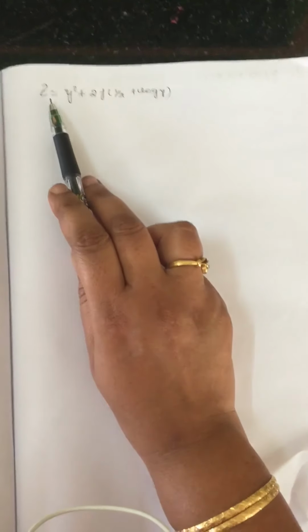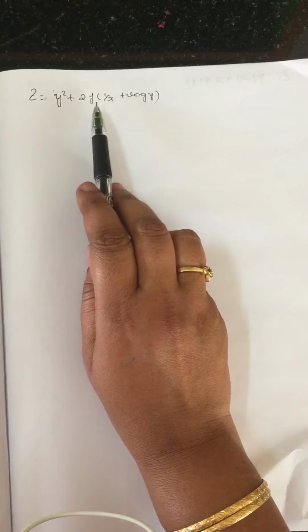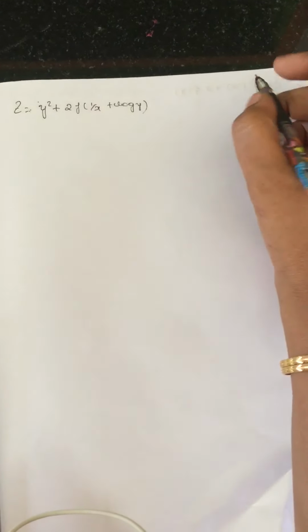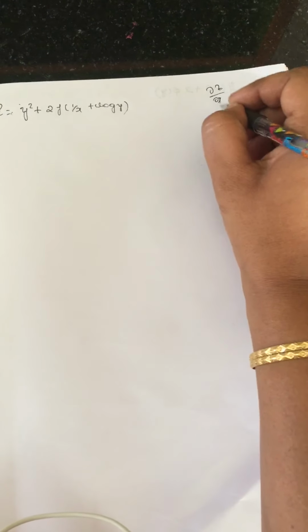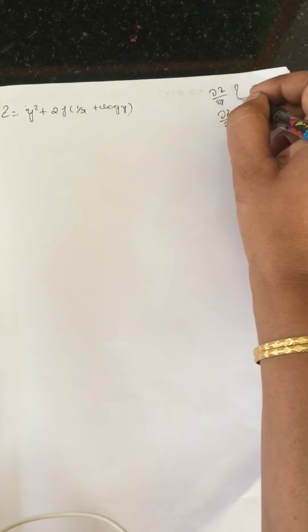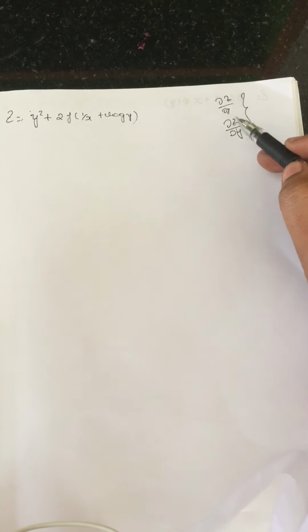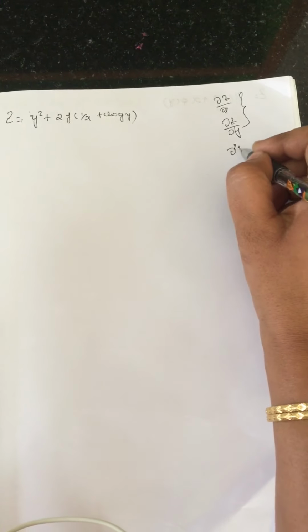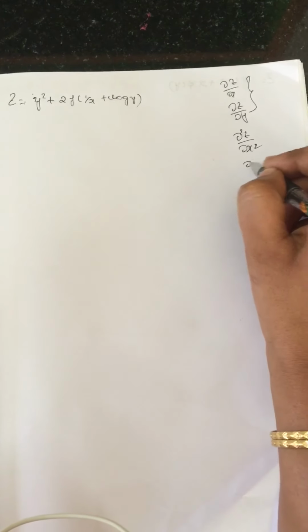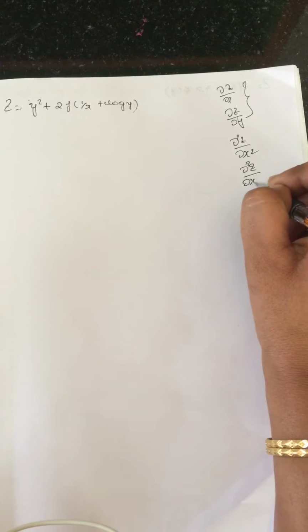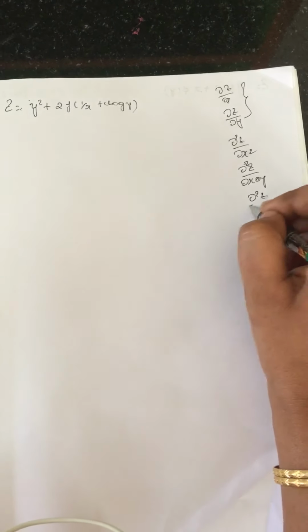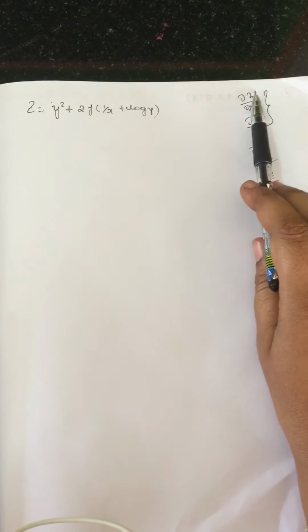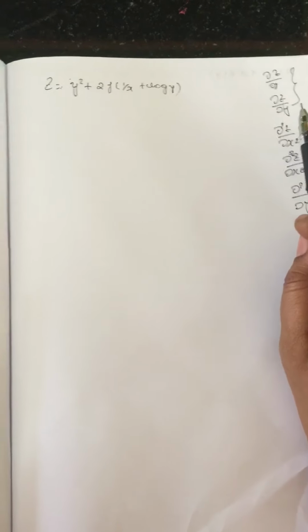So, the given problem is z = y² + 2 f(1/x + log y). In the last class I told you, first we have to find ∂z/∂x and ∂z/∂y. Using these two values, try to eliminate the function. Otherwise, we go to r, s, t, that is ∂²z/∂x², ∂²z/∂x∂y, or ∂²z/∂y². So, using the given equation, first we have to find ∂z/∂x and also ∂z/∂y.